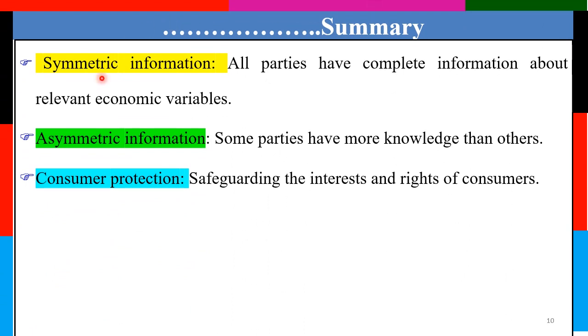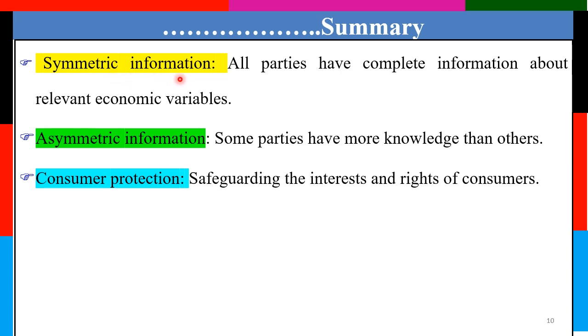Again, we discussed symmetric information. Symmetric information means all parties have complete information about the relevant economic variables. It means there is equal distribution of information, especially the buyer and the seller have full information about the price of the product, about the quality of the product, about any information that is available in the market. It is fully distributed, and there is no hidden information or biased information when we say symmetric information.